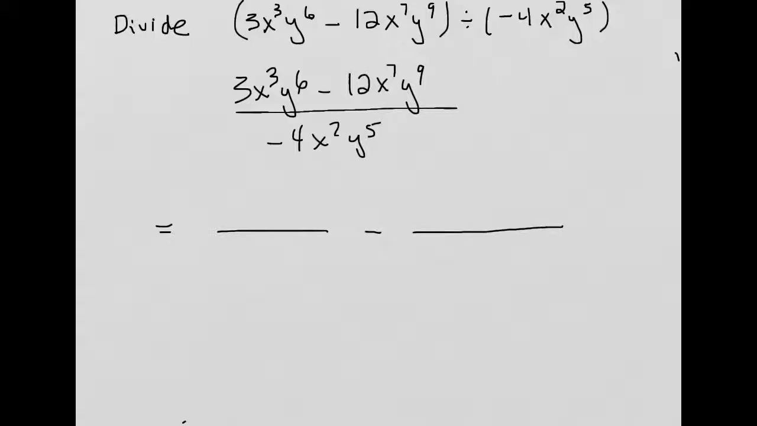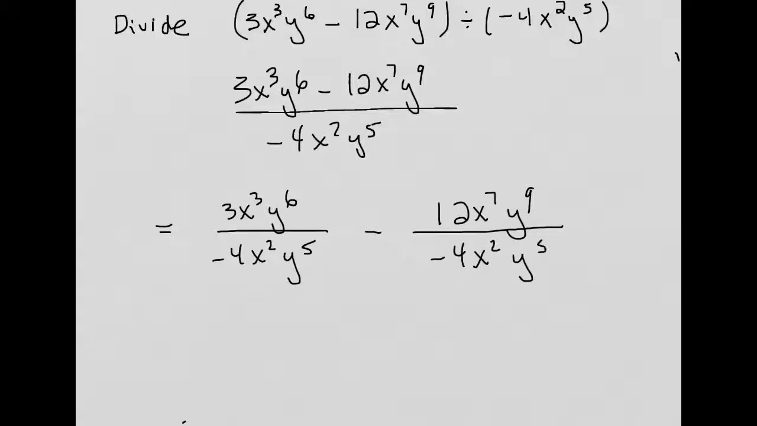So the first guy, we've got 3x to the 3rd y to the 6th over negative 4x squared y to the 5th. The second guy, we've got minus, and then 12x to the 7th y to the 9th over negative 4x to the 2nd y to the 5th. So let's simplify each fraction individually.